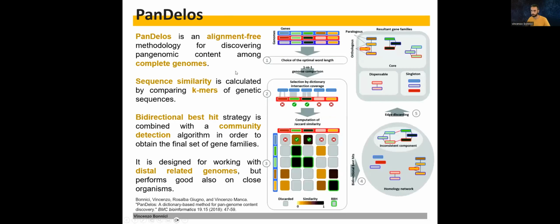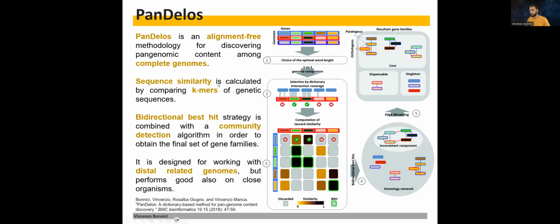So PanDelos is a computational pipeline. It is an alignment-free methodology for discovering pangenomic content among complete genomes. Complete genomes means that we know the complete sequence of the organisms, so it cannot come in the form of fragments that still have to be assembled. In this way, we are able to detect every single gene that is present in the genome.